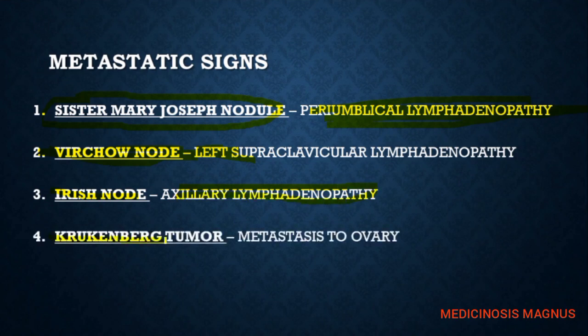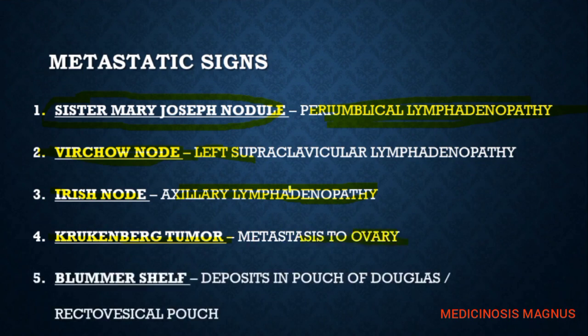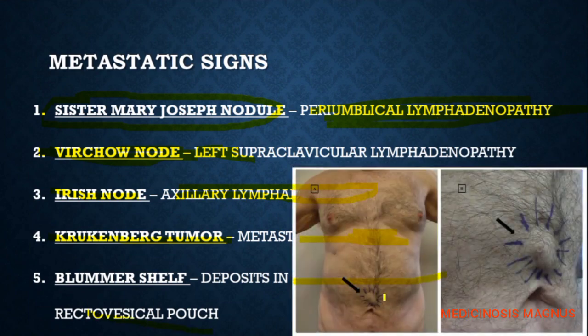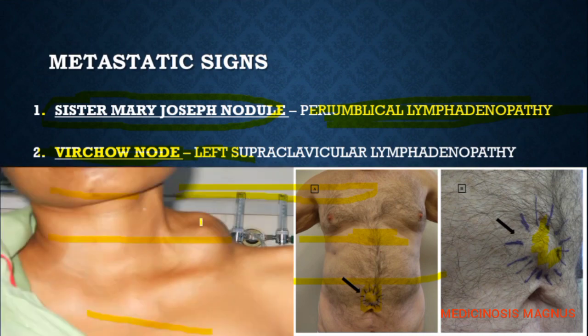Then Krukenberg tumors are stomach cancers that have metastasized to the ovaries. Then Blumer's shelf is when there are deposits in the pouch of Douglas or the rectovesical pouch. If you see here near the umbilicus, this is para-umbilical lymphadenopathy. These are Sister Mary Joseph nodules. And the left supraclavicular lymphadenopathy, this one is the Virchow node.